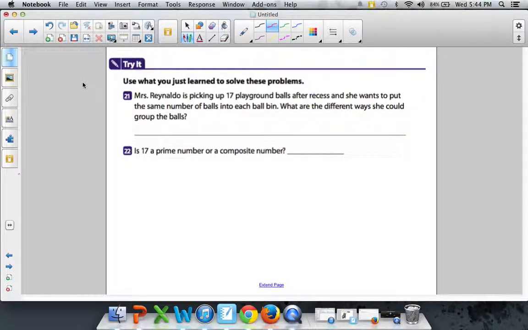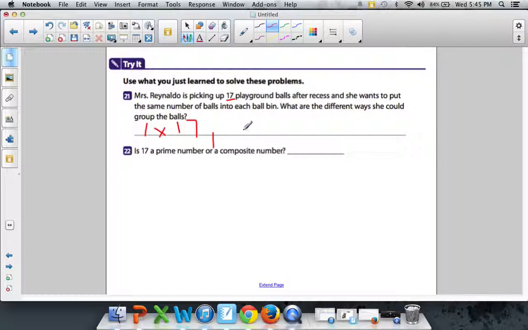Use what you just learned to solve these problems. Okay. Miss Ronaldo is picking up 17 playground balls after recess, and she wants to put the same number of balls into each bin. What are the different ways she could group the balls? 17 playground balls, and she wants to put the same number in each row. Think about 17. Well, we can do 1 times 17, and that's one way.